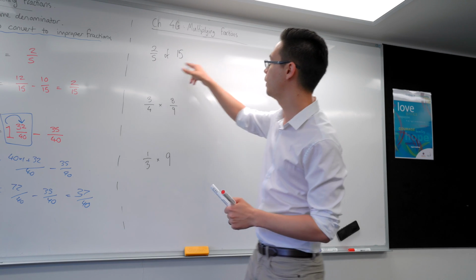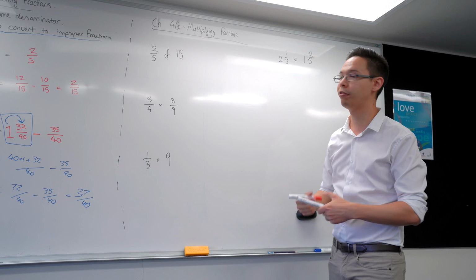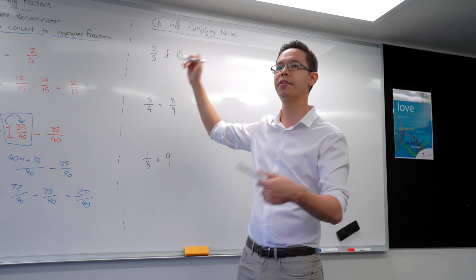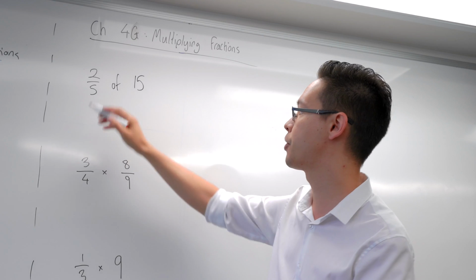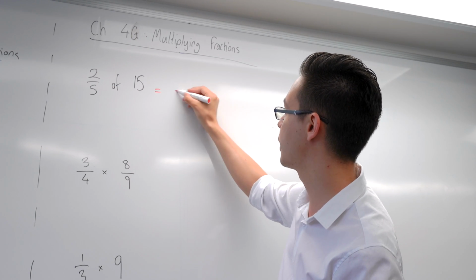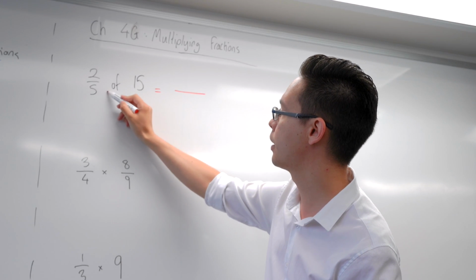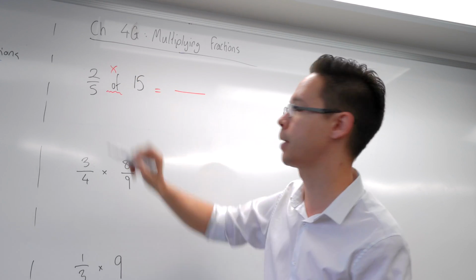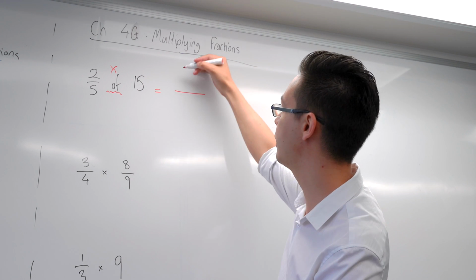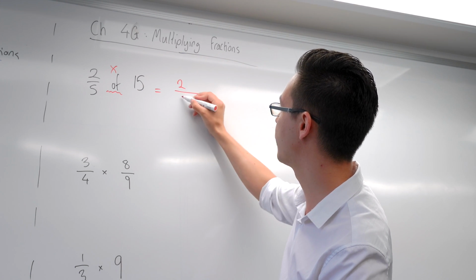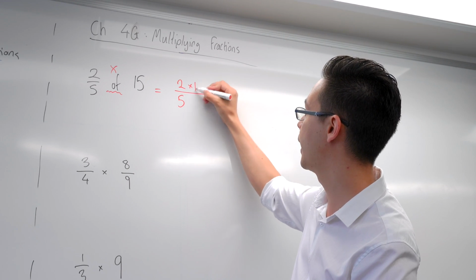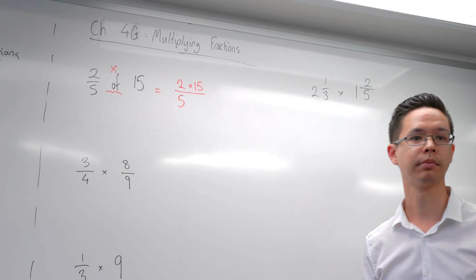Alright, so we've got 2/5 of 15, so you might get a word question. How much is a third of this number? Or how much is 2/5 of this number? The easy translation is that "of" translates into a multiplication sign. 2/5 of 15 gives me 2 on the 5, and that 15 ends up hanging out on top of the fraction.